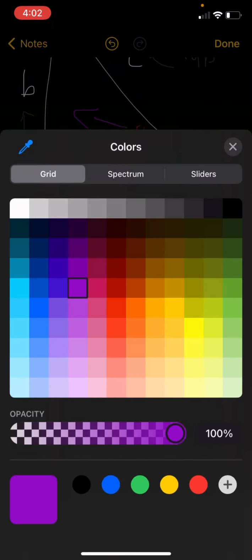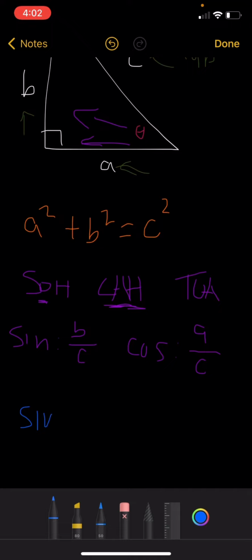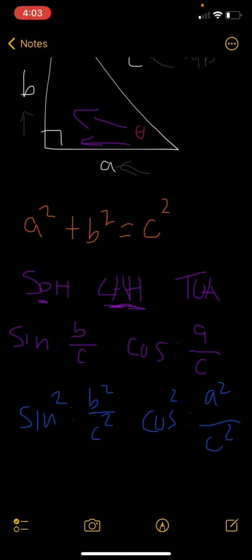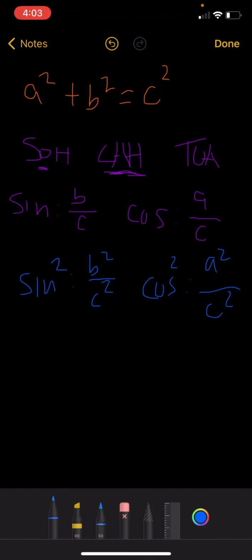Easily, what we could do, once again changing colors, is simply square our sine and our cos. And if they were to become squared, so would our variables. So we have b squared over c squared, and then we have a squared over c squared. So knowing that our sine and cos can also be squared like our Pythagorean theorem, we are able to connect them when trying to set them equal to c. Like if we were to want to add them, for example, right?